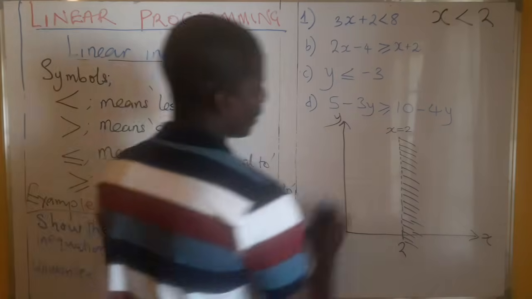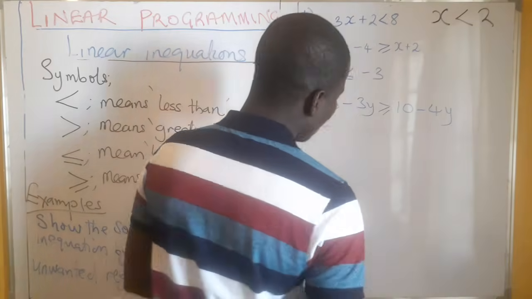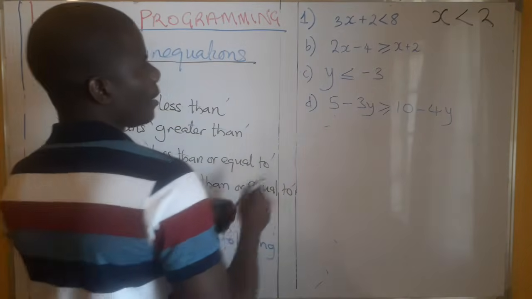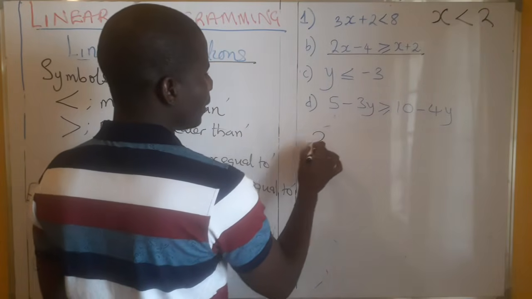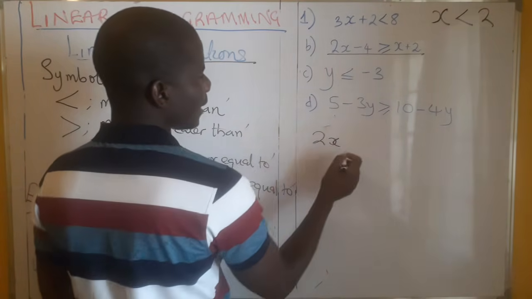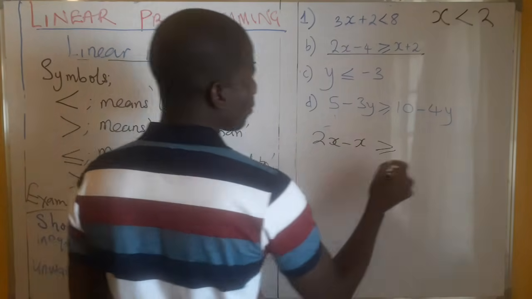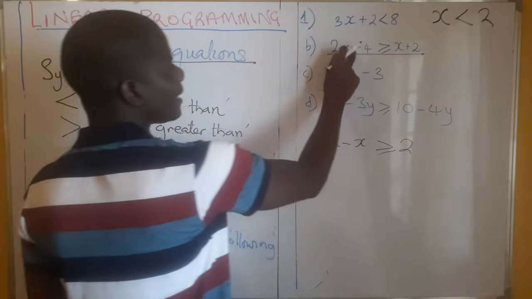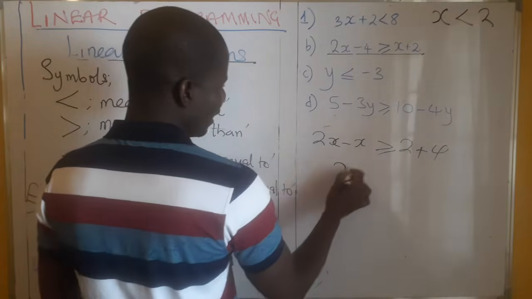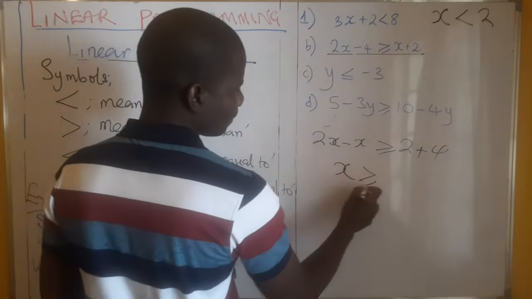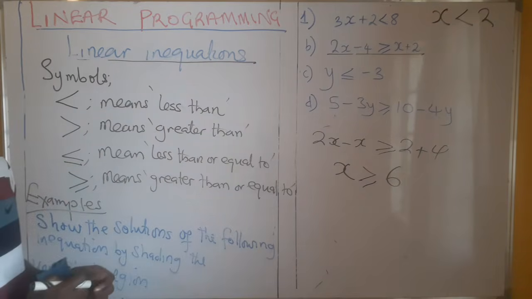So we go to the second one. Quickly, we are solving this one now. How do we solve? We put the like terms together. 2x, this one comes to the other side as a minus, the additive inverse. Then we have greater than or equal to 2. Then the additive inverse of minus is plus 4. We have x here when you subtract, 6. Okay, that is what we are getting.